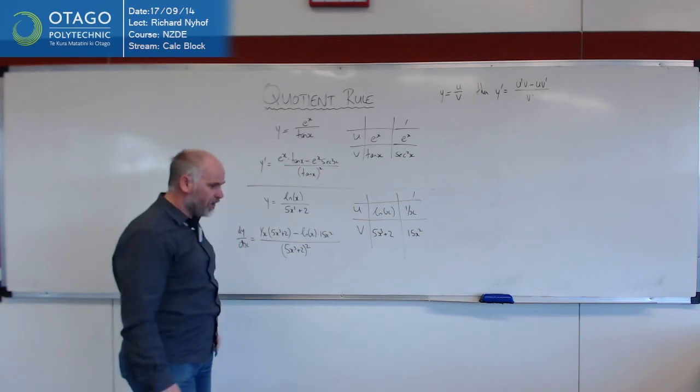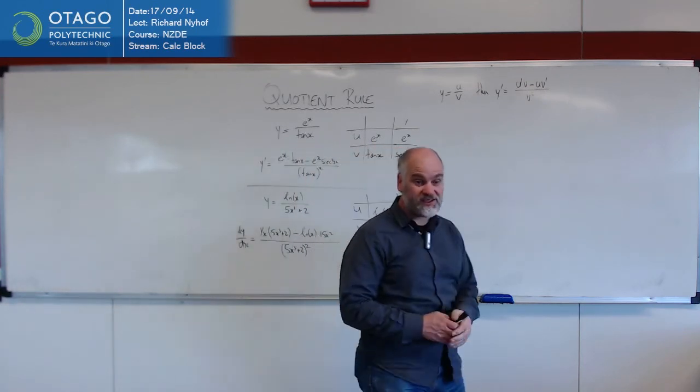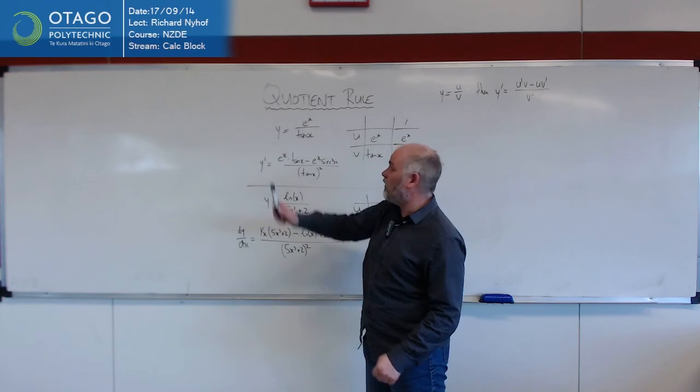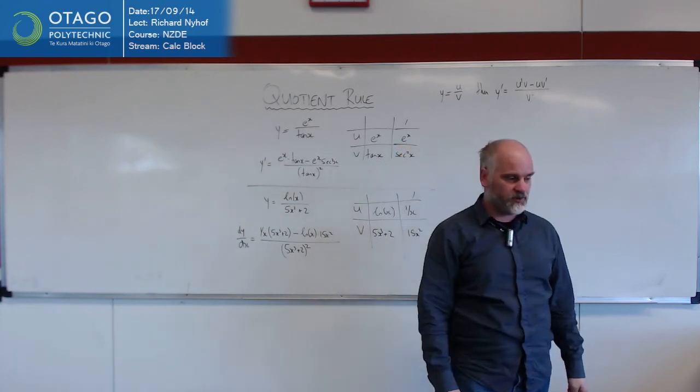So that's the idea for a quotient rule. It's very easy to identify. It's the one with the big divide line through the middle that you want to use the quotient rule for.